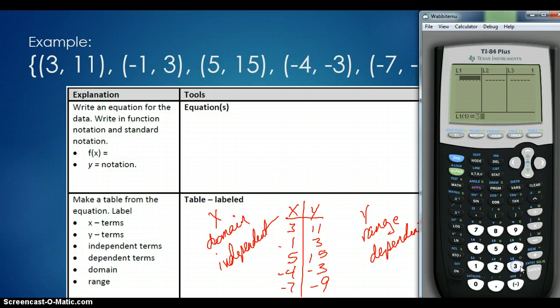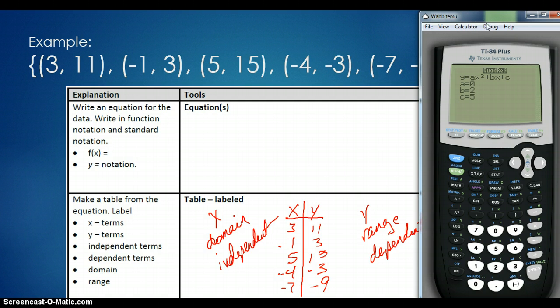And I just enter my columns just like I see them. Then I do stat, I go over to calculate. I'm going to choose quadratic regression because if it's linear, it'll just zero out that quadratic term, and that's what happens. If you see here, A is 0.